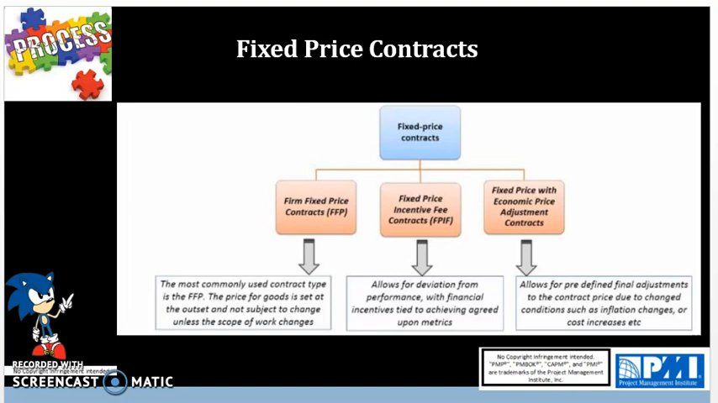In a fixed price incentive fee contract, profits or financial incentives can be adjusted based on the seller meeting specified performance criteria, such as getting the work done faster, cheaper, or better. The final price is calculated by a formula based on the relationship of final negotiated cost to the total target costs. A variation on a fixed price incentive fee contract is a fixed price incentive fee successive target contract, in which the target for the incentive is changed after the first target is reached.